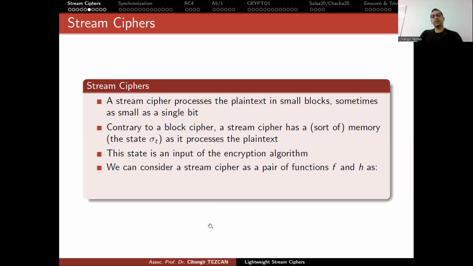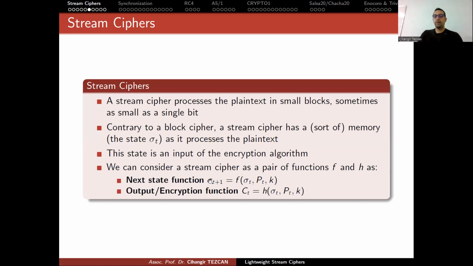We can consider a stream cipher as a pair of functions f and h as follows. f is the next state function. So you have a state, and depending on the plaintext value and the secret key, you obtain the next state. But there is also an output function h, which provides output depending on the current internal state, the plaintext, and the secret key.